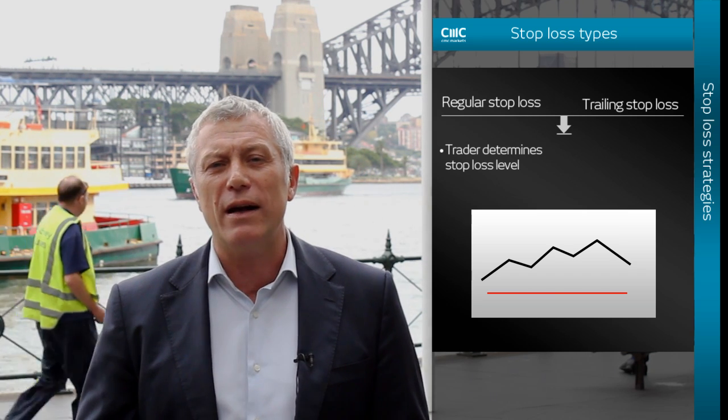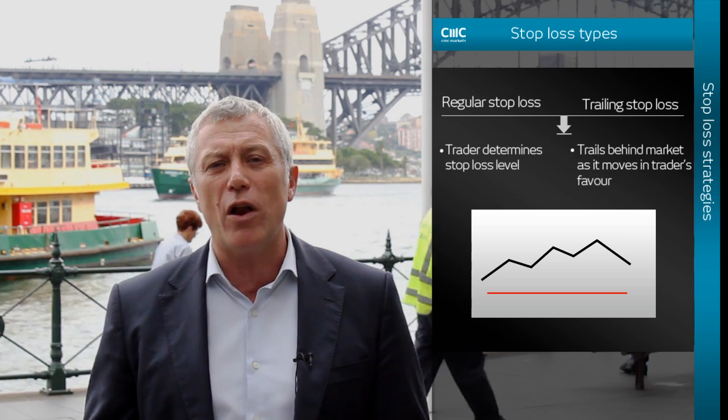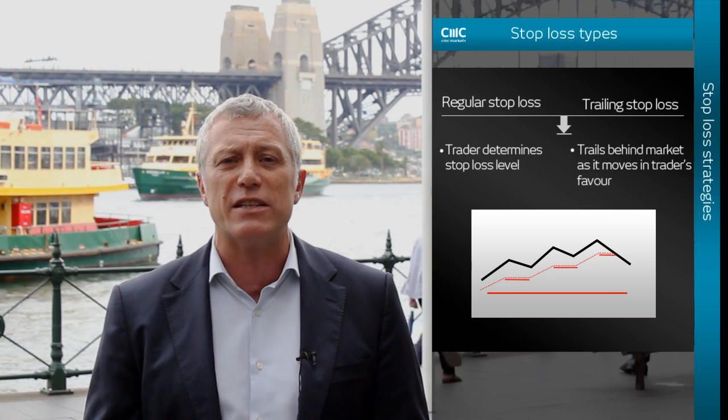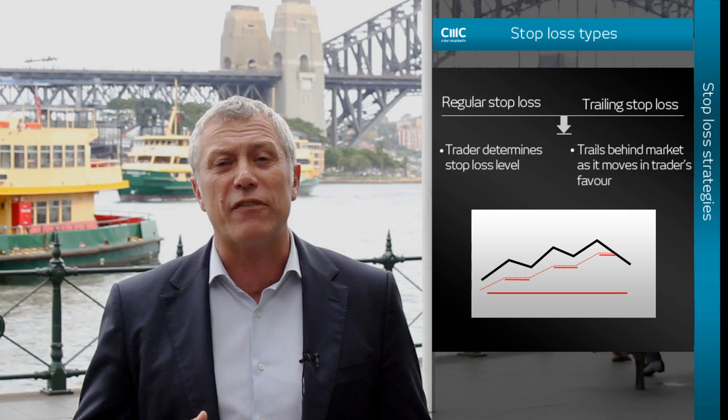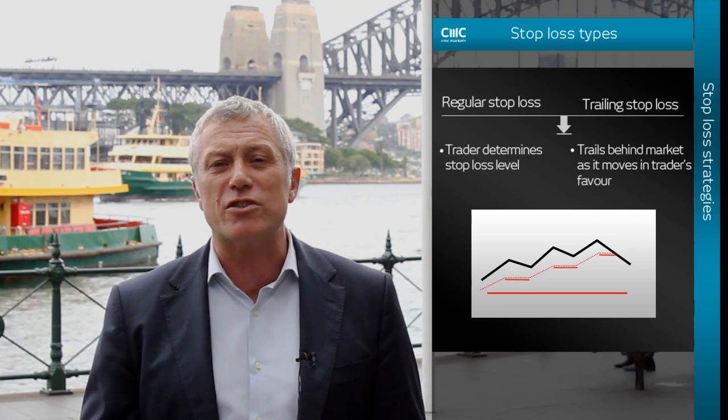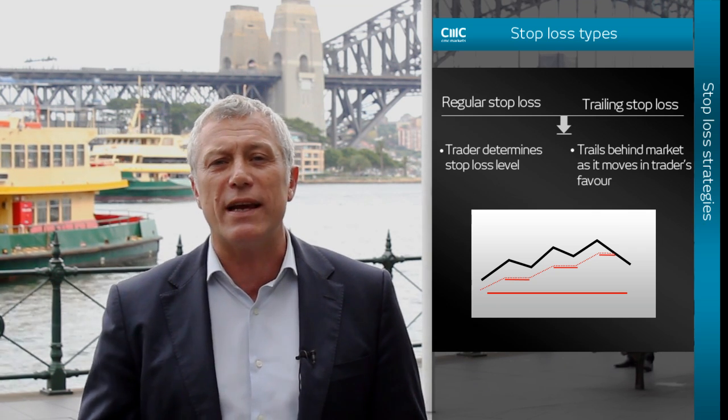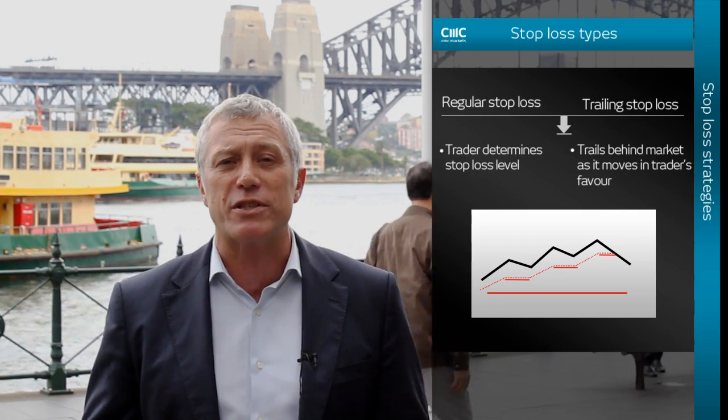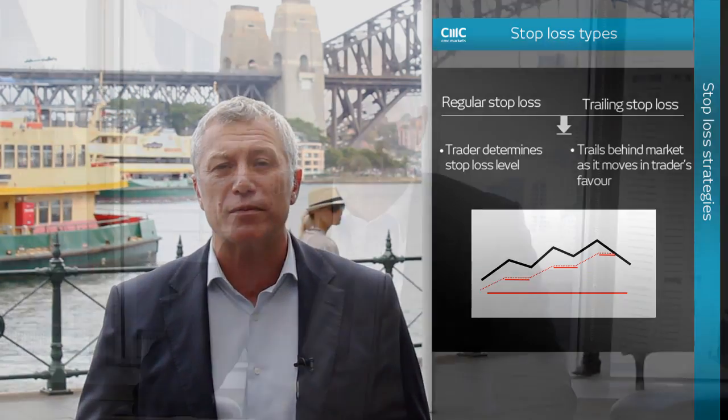A trailing order does exactly that. It follows the market as it moves in the trader's favour, locking in profits. If the market reverses, the trailing stop loss order doesn't move, and it's triggered at the lowest or highest level at which it had reached before that move.